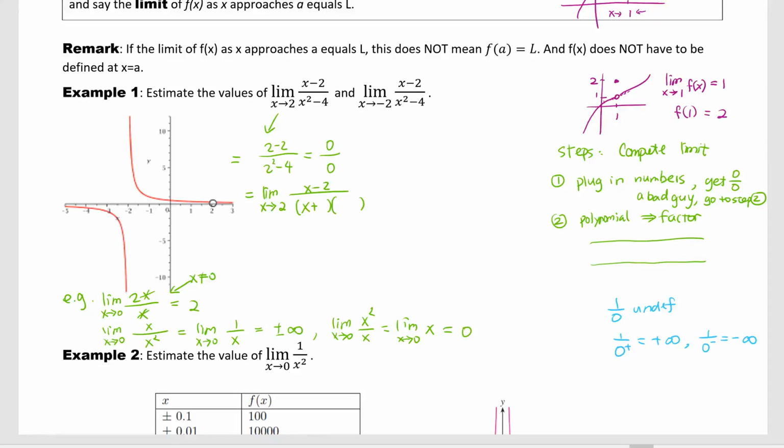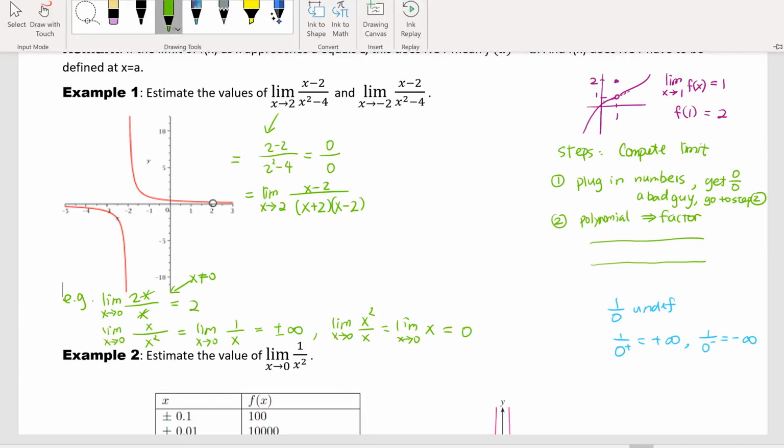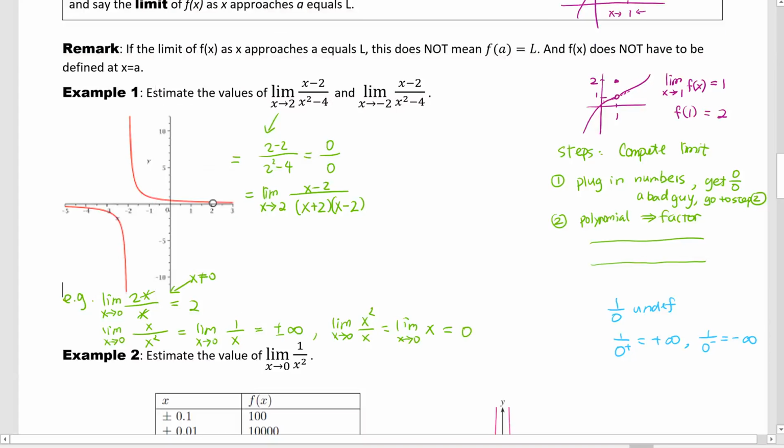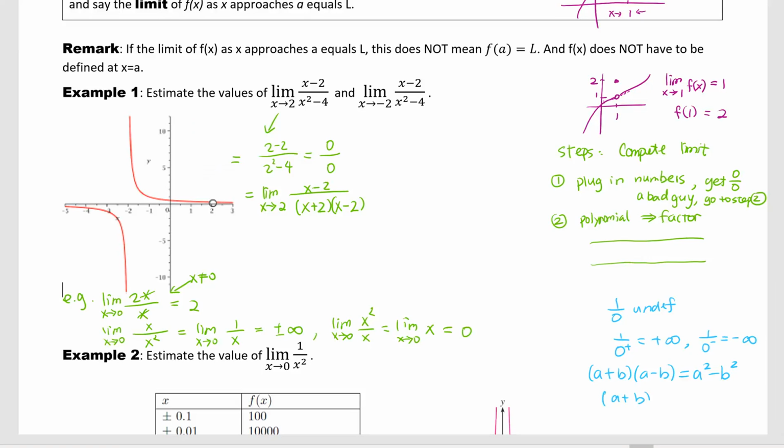Well, that is x plus 2, x minus 2. Why is that? Because we're using the formula (a plus b)(a minus b) equals a squared minus b squared. Okay, so for all these common algebra formulas, you need to memorize. It's very important. Those are the common ones we use. So far, so good, everybody?